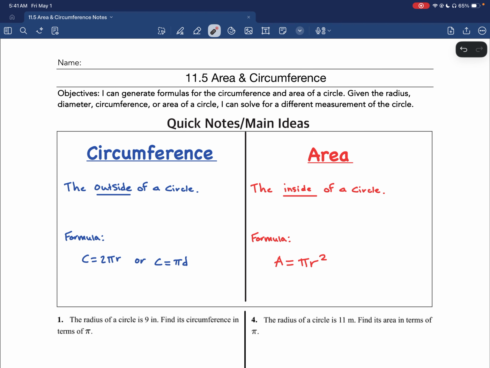To find the circumference, we actually have two different formulas. The most common formula is this: circumference is equal to 2 pi r. But we do have the other equation, circumference is equal to pi times diameter. That's because the diameter in a circle is really just 2 times the radius, so 2r. And then for area, there's only one equation. It's the only one that works. The area is pi times radius squared.